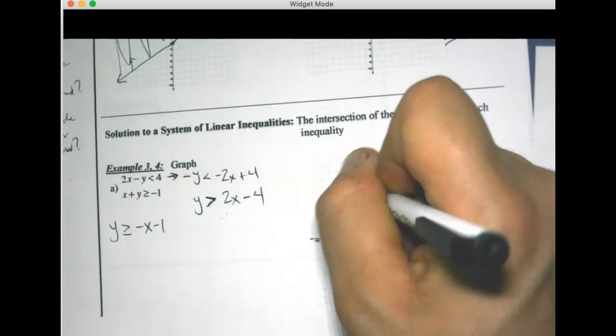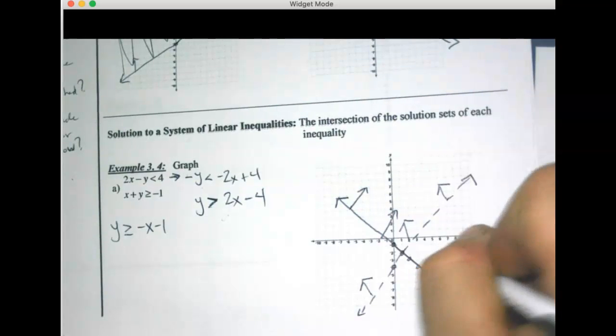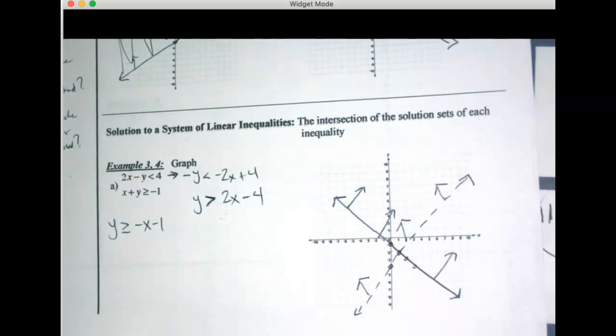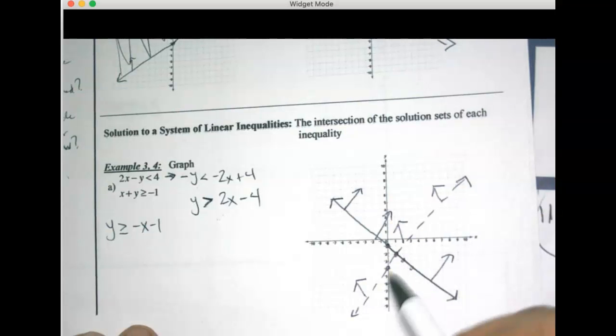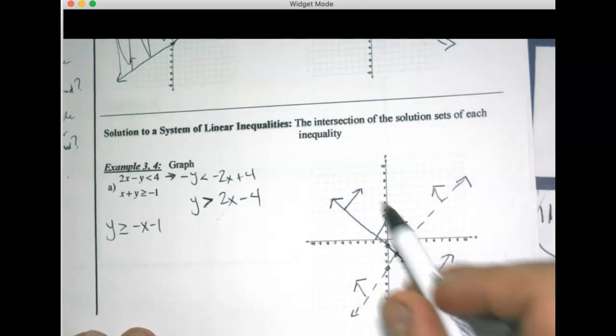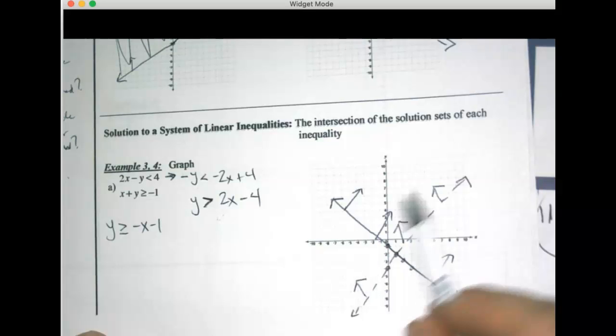So this line I'll shade above. And then really I'm only shading where both lines, that's the way I like to do these at least. I only shade where both lines get shaded. So basically this line is pointing above, so it's greater than. This line is also pointing above, so it's greater than.